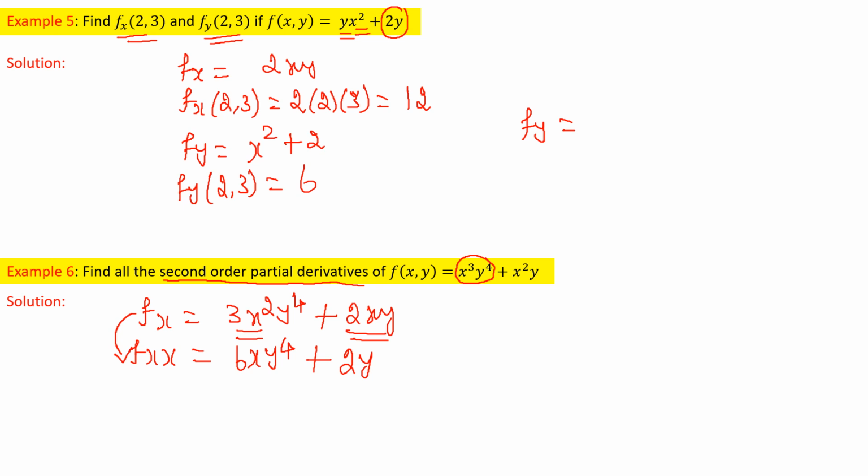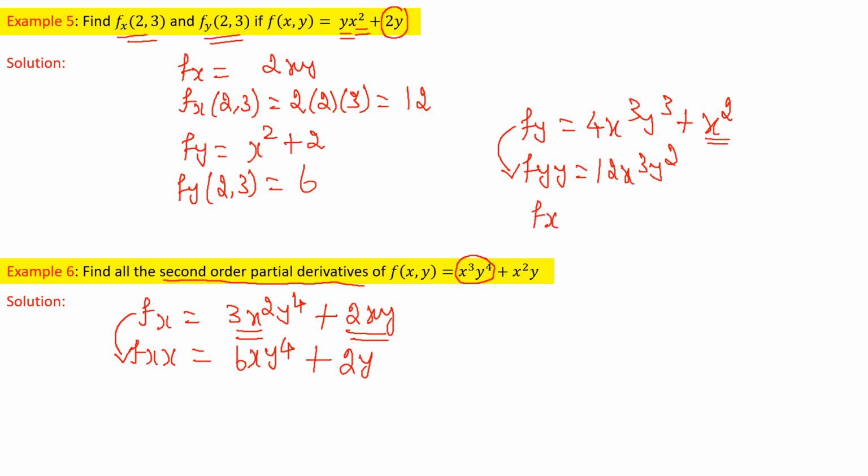So that will give you 4x^3 y^3. Second term will become x^2. Then fyy. Fyy means take fy, again differentiate with respect to y. So this will give you 12x^3 y^2. Second term will be 0 because there is no y.